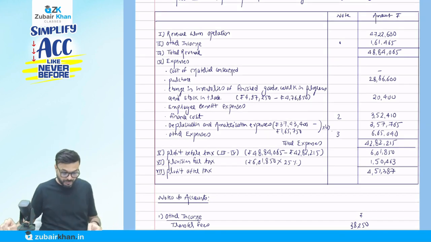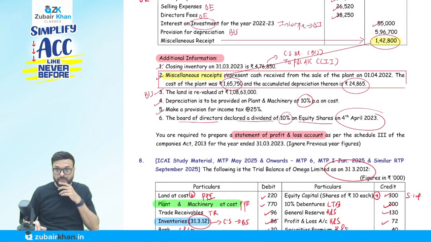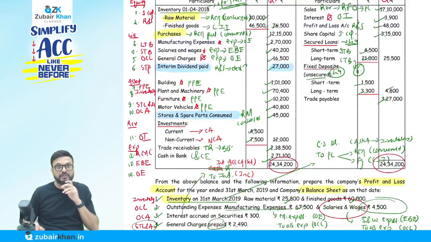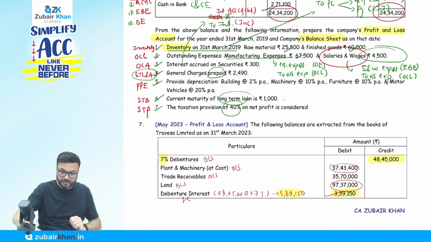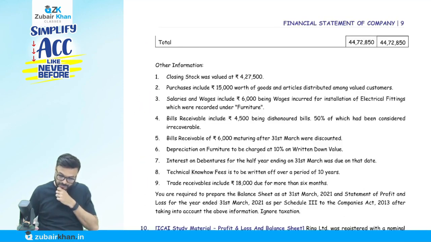So we are done with question number 7. Today only these two questions I'm giving as homework. Question number 7 is done, question number 8 done. Now, 9.